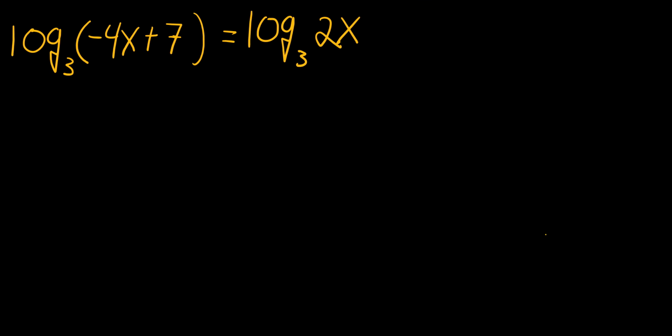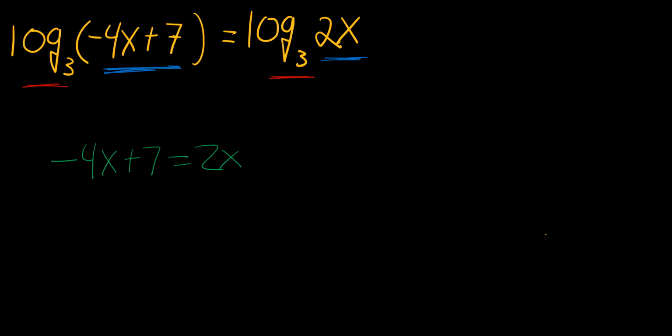So in this equation, we have log base 3 of negative 4x plus 7 equals log base 3 of 2x. If you didn't notice, they both have log base 3. So that means we can set the two terms, negative 4x plus 7 and 2x, equal to each other. So let's do it. We'll have negative 4x plus 7 equals 2x.